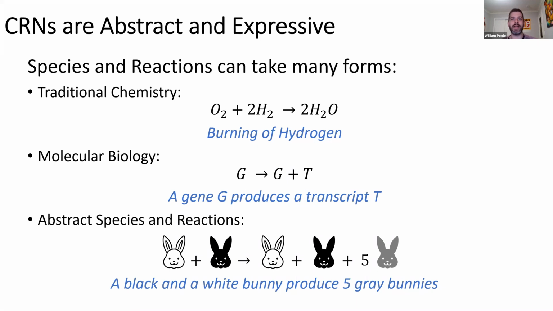And you can get even more abstract and think about populations of things. Here I can imagine that I have a black and a white bunny, which come together to produce 5 gray bunnies. And this is also a chemical reaction network, or maybe in ecology, sometimes people call them Petri nets, but it's the same fundamental principle where I have things coming together to produce more of different or the same thing.